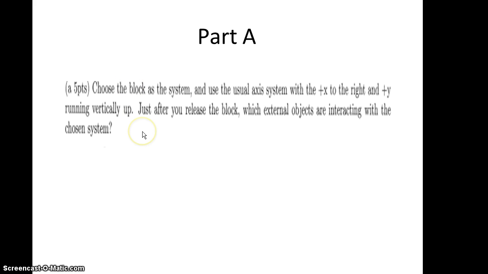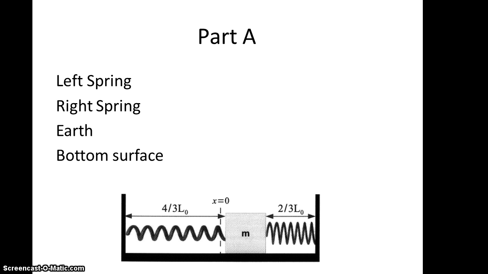Part A. Choose the block as a system and use the usual axis system with the plus x to the right and the plus y running vertically up. Just after you release the block, which external objects are interacting with the chosen system? So in this system, there's the left spring, the right spring, the Earth, which is G times M, and the bottom surface acting on the system.